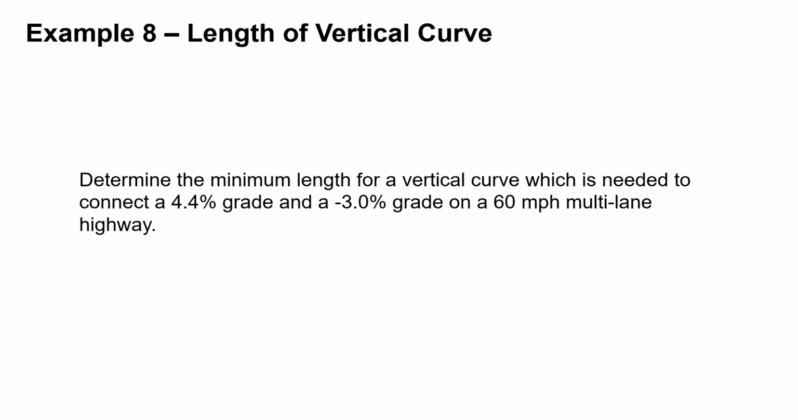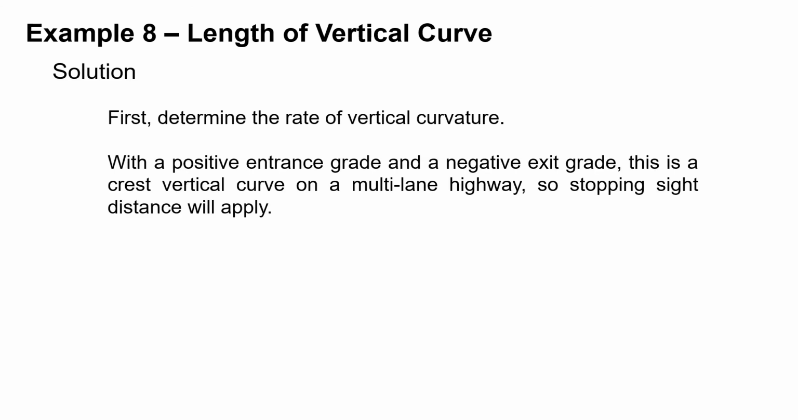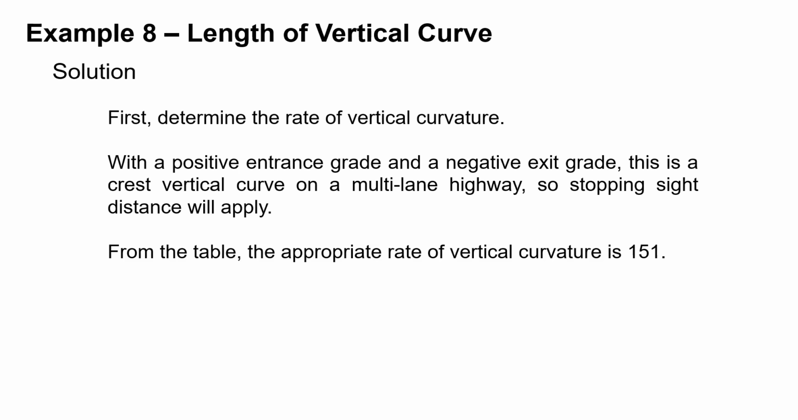So let's look at a calculation for this. We're asked to determine the minimum length of a vertical curve to connect a 4.4% grade and a negative 3% grade on a 60 mile/hour multi-lane highway. First we need to determine the rate of vertical curvature, the K value. When we have a positive entrance grade and a negative exit grade, that's a crest vertical curve. It's on a multi-lane highway, so stopping sight distance will apply. From the table, the appropriate rate of vertical curvature is 151, assuming the 60 mile per hour design speed.